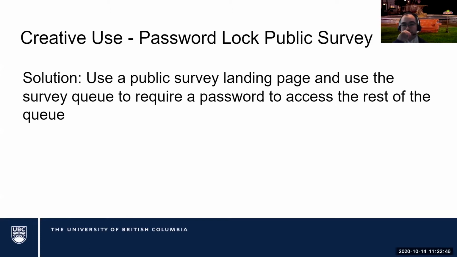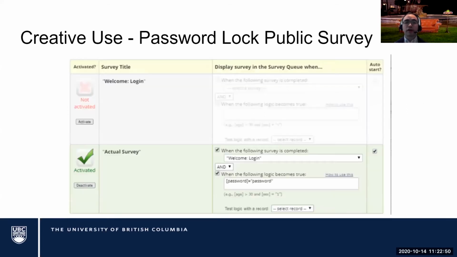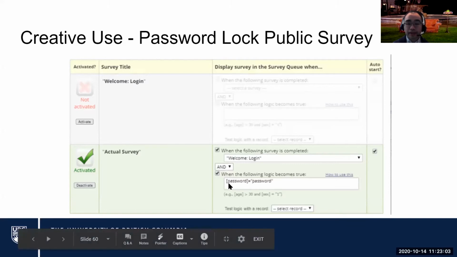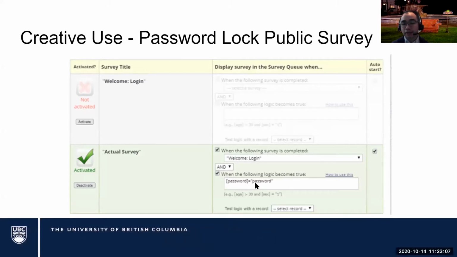So you basically create two surveys. There's a welcome login, so a landing page. That could include a brief description of a research project, for example. And the actual survey is the second survey and is password locked by having a password field. And this so happens the password is "password". It's the worst password it could be, but that's the example.